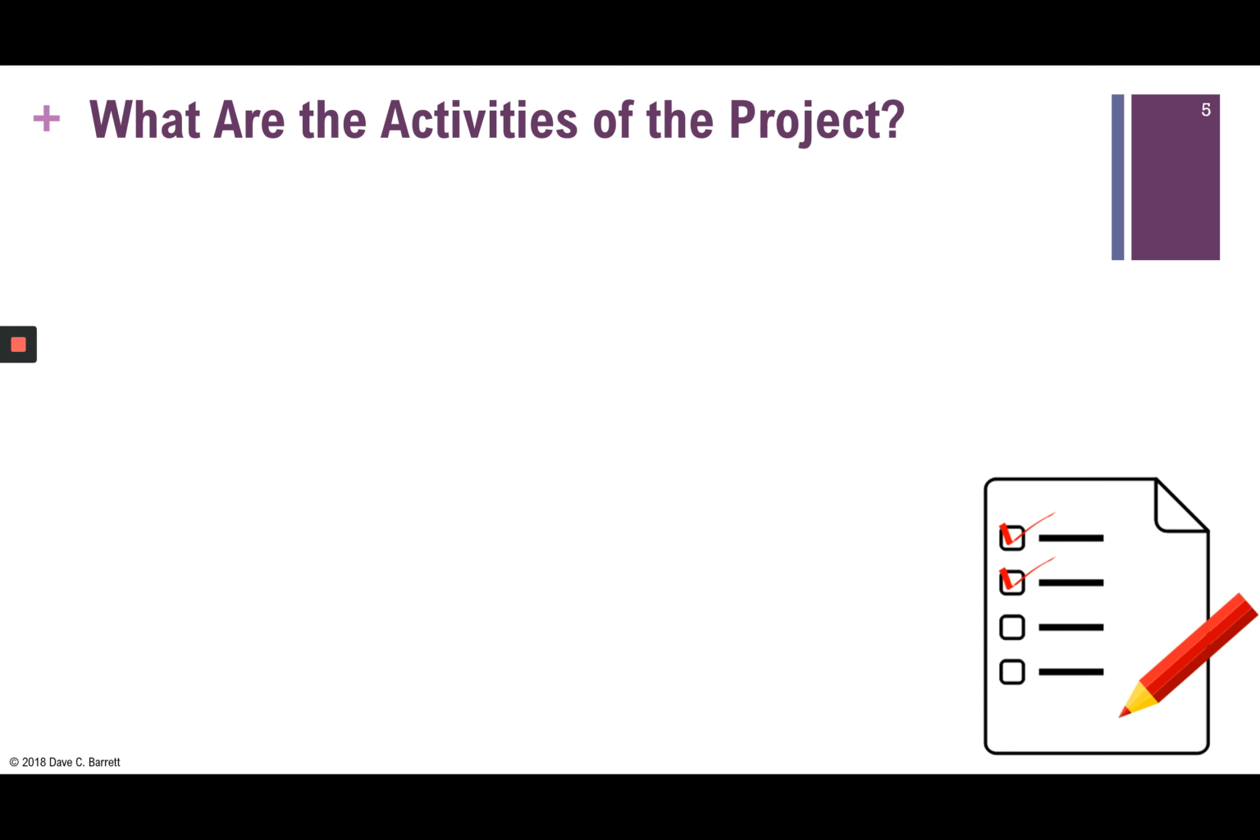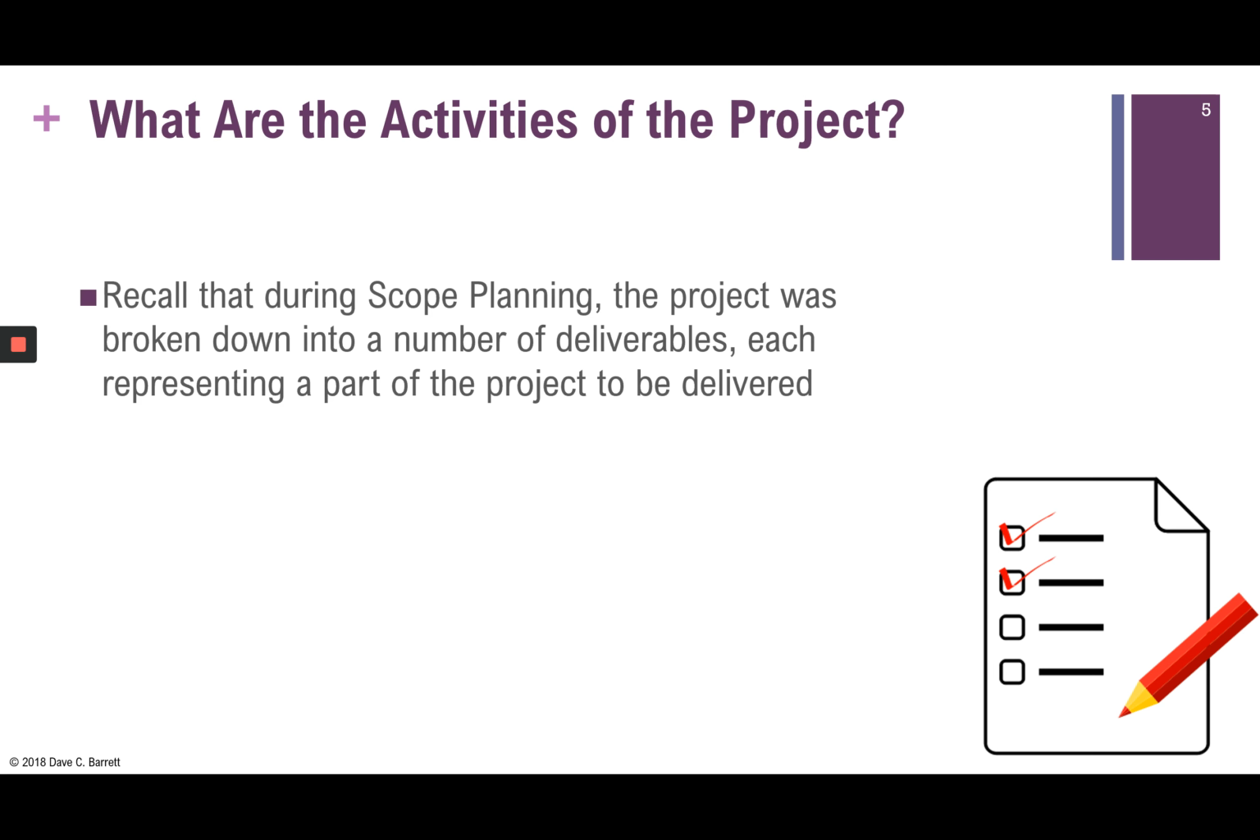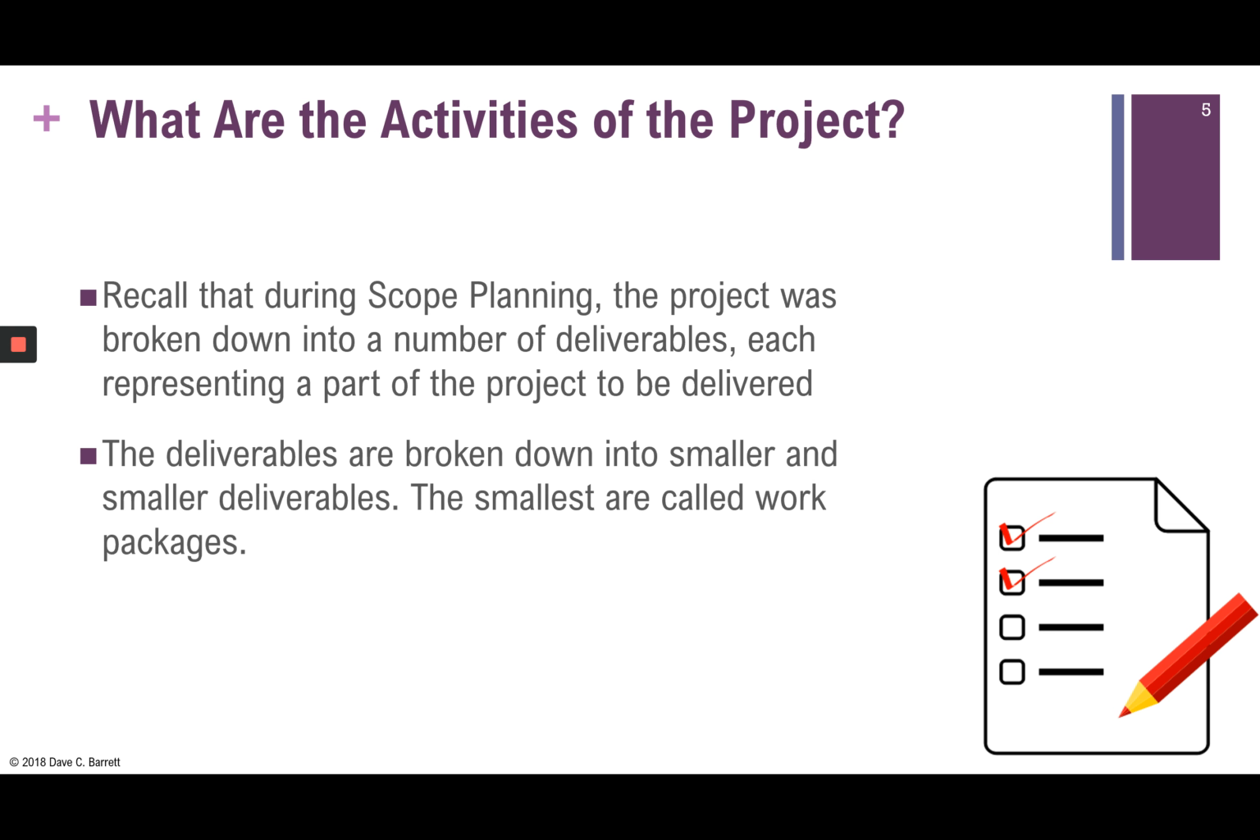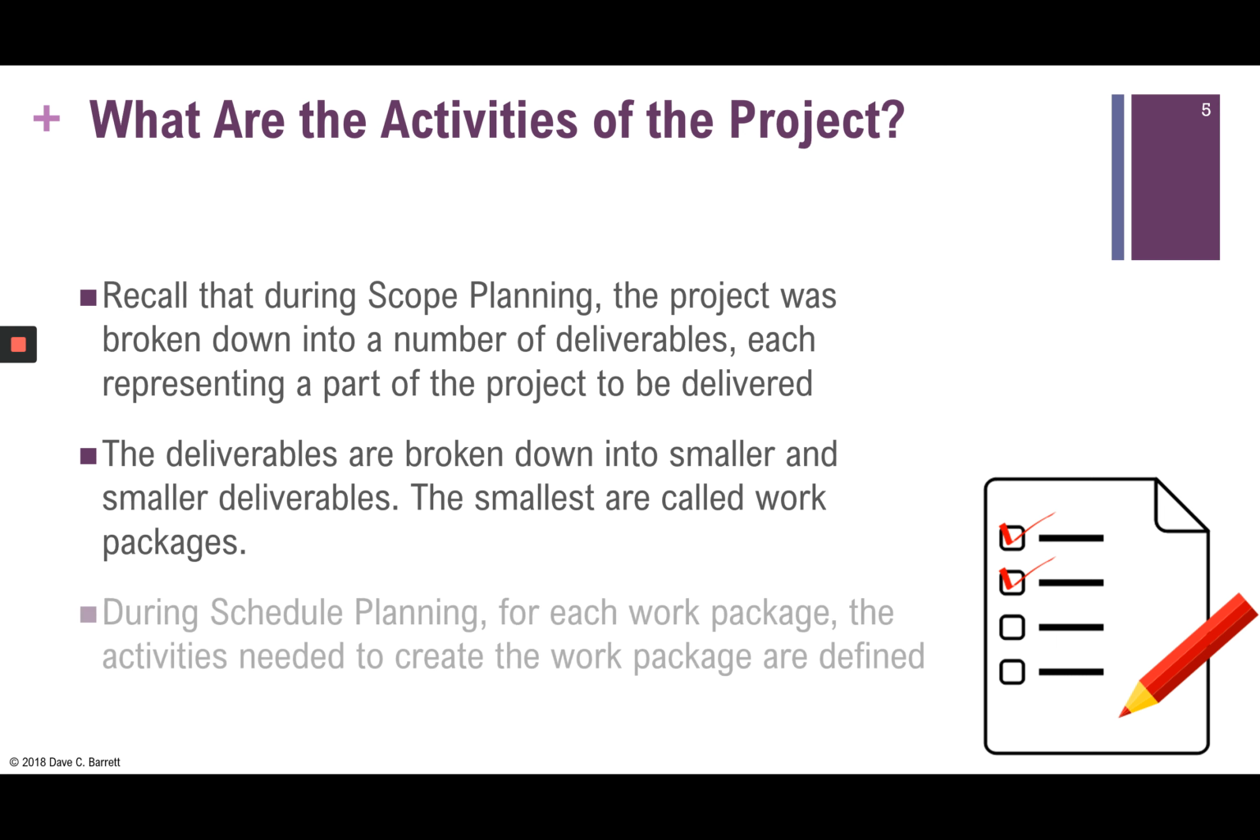So first question, what are the activities of the project? Recall that during scope planning, the project was broken down into a number of deliverables and ultimately down to work packages, each representing a part of the project to be delivered. The deliverables are broken down into smaller and smaller deliverables. The smallest are called work packages. So that's a review of Chapter 4.